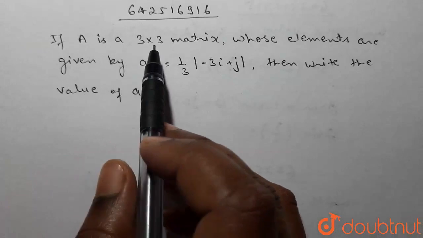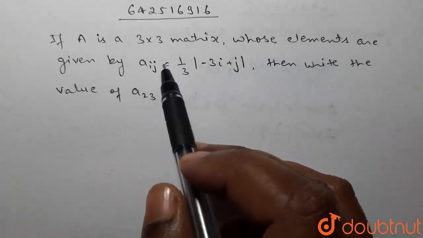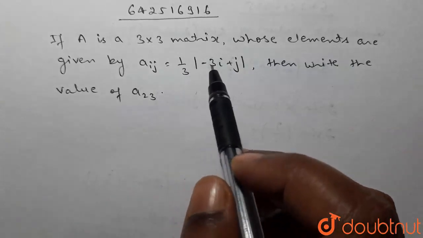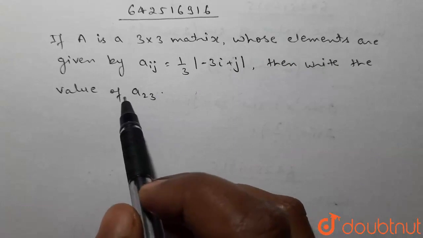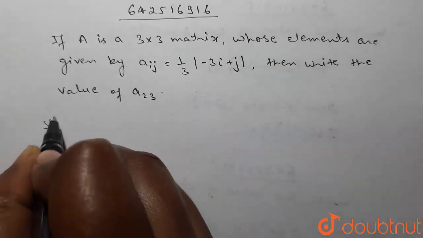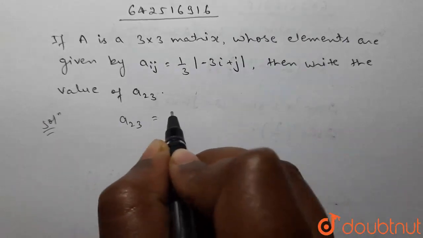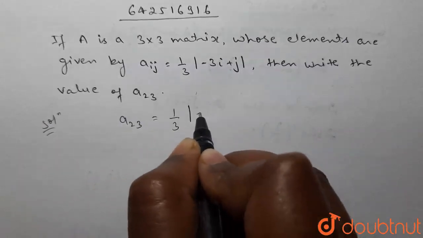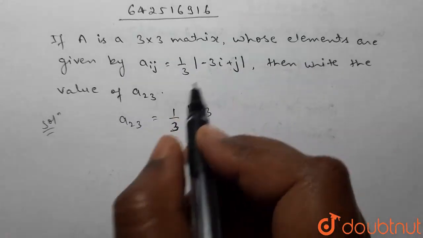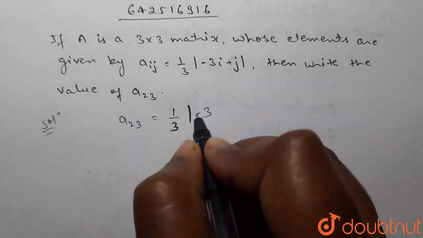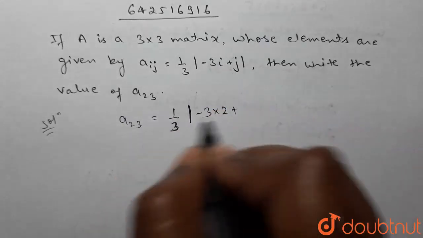If A is a 3x3 matrix whose elements are given by aij equals 1/3 mod of -3i+j, then write the value of a23. So we have to find the value of a23. So this will be equal to 1/3 mod of -3 of, now in place of i we will write 2, so it will be -3 × 2 plus j, in place of j we will write 3.